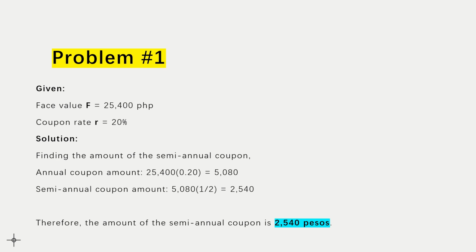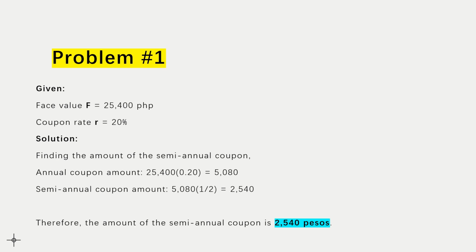And now, using this amount, since we have established what our annual coupon amount is, what we're finding in this problem is the semi-annual coupon, which means it's just good for half a year. So to solve for it, we need to multiply 5,080 by 0.5, or 1 half, since it's just half a year. So 5,080 times 1 half gives us 2,540. Therefore, we can conclude that the amount of the semi-annual coupon is 2,540 pesos. Isn't it easy? Now, let's proceed to a much harder one.